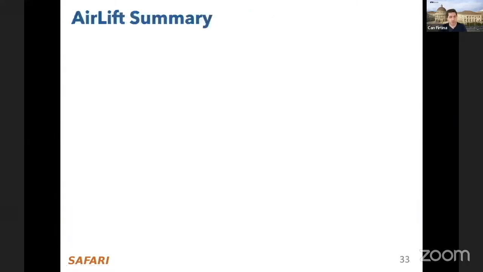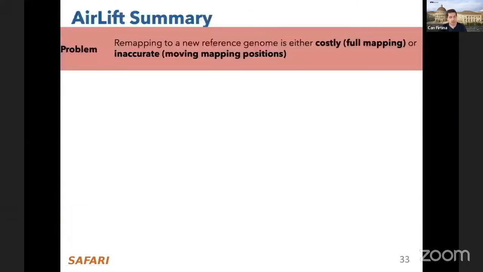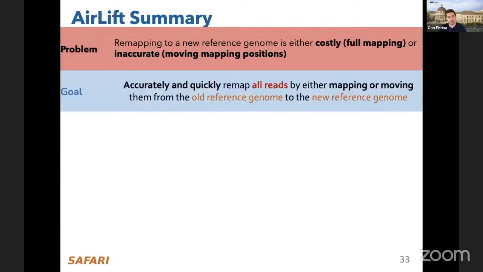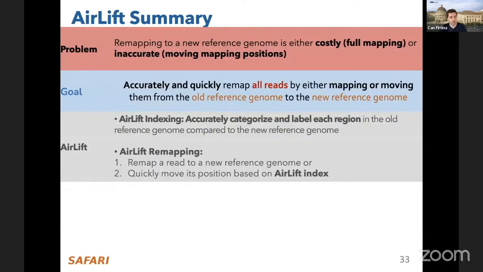So with that, let me conclude. Remapping to a new reference genome is either costly in the case of full mapping or inaccurate in the case of moving the mapping positions. And our goal in this work is to accurately and quickly remap all the reads by either moving the reads or mapping them from the old reference genome to the new reference genome.